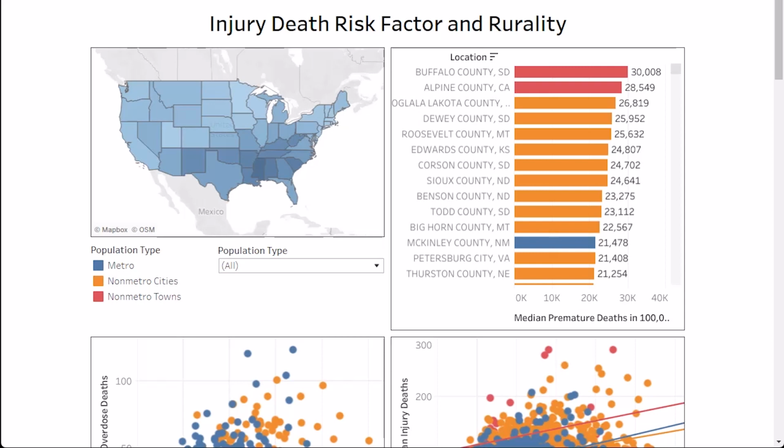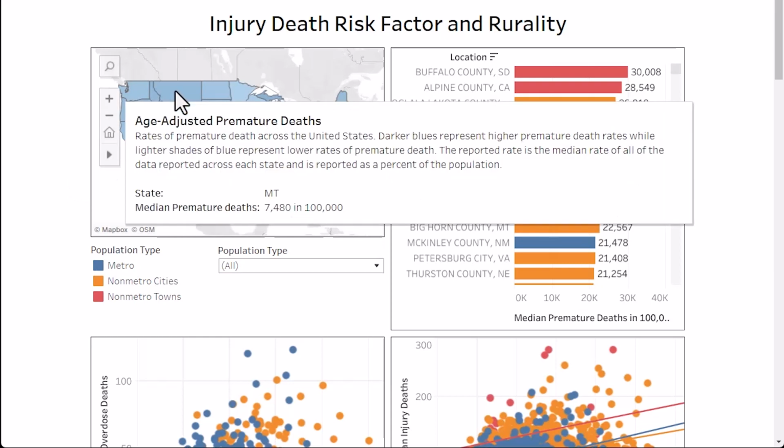In this video, we're looking at the injury death risk factor and rurality dashboard. Starting in the upper left-hand corner, you can see a map of the United States, and this map shows the different states with different shades of blue. The map is representing the age-adjusted premature death rate. So this death rate is the median premature death in terms of the number of deaths per every 100,000 population.